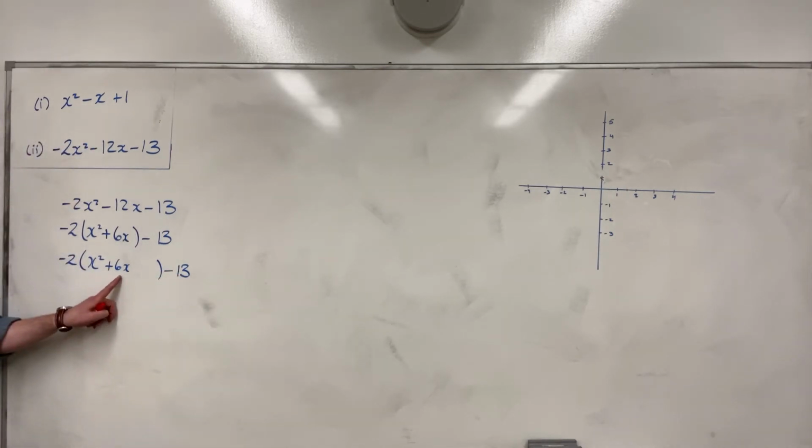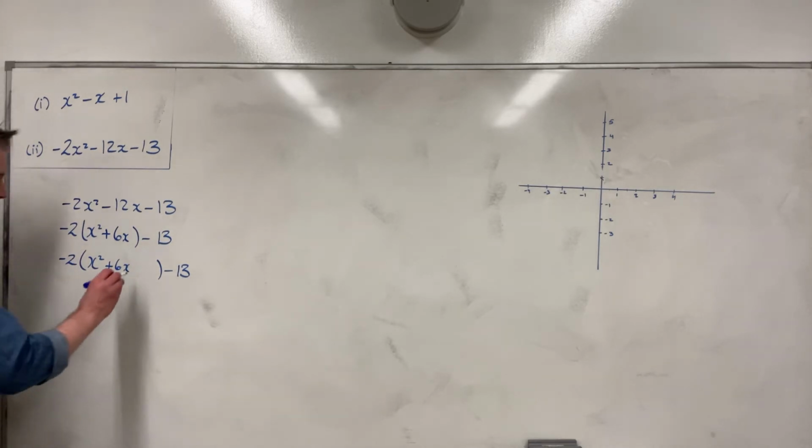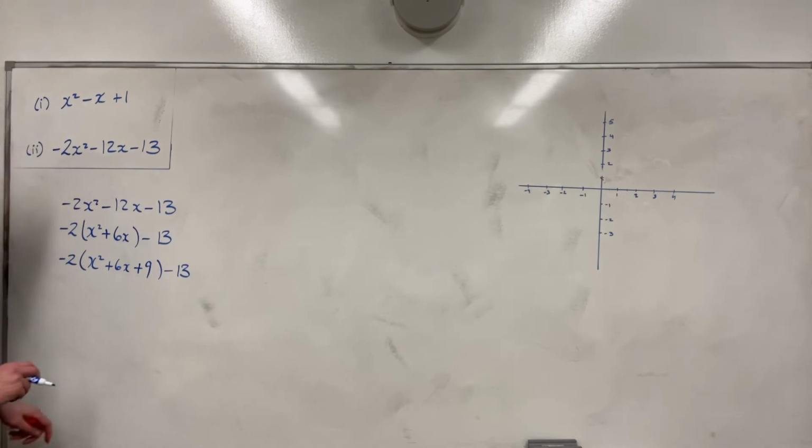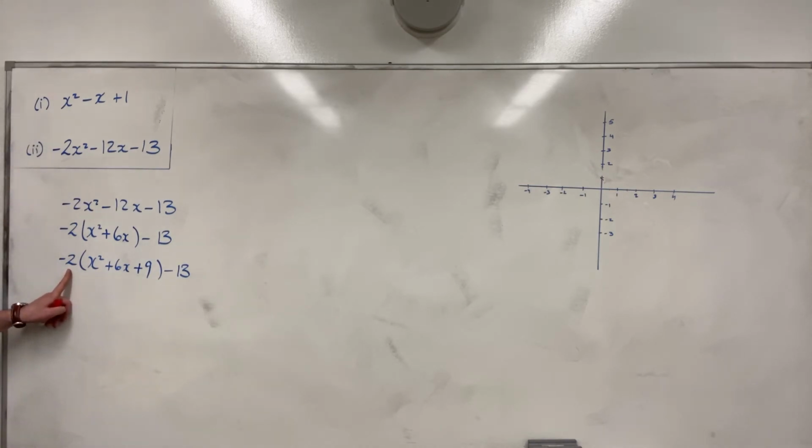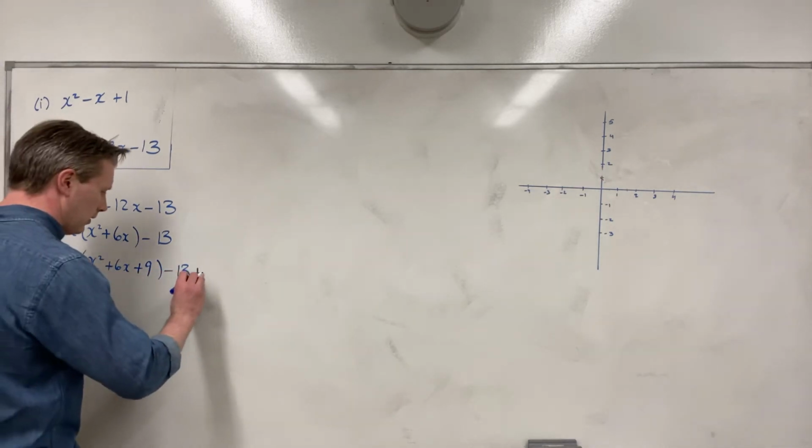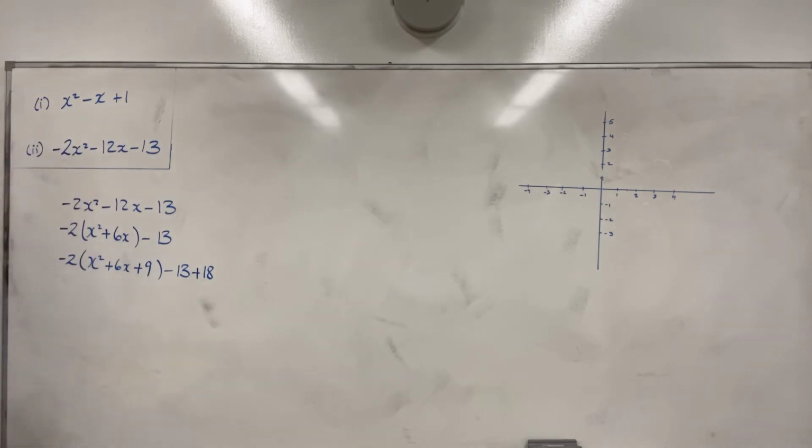The coefficient on my x term is 6. I take half of 6, that's 3. Square it and add it on. 3 squared is 9. And I add plus 9. I do have a number out in front here now that is other than 1. In this case, it's minus 2. And so the effect of adding this plus 9 is to, in fact, subtract 18 from the function overall, because this 9 is multiplied by this negative 2. That's negative 18. And so in order to make everything equal, I have to add 18 to my function overall to balance it out.